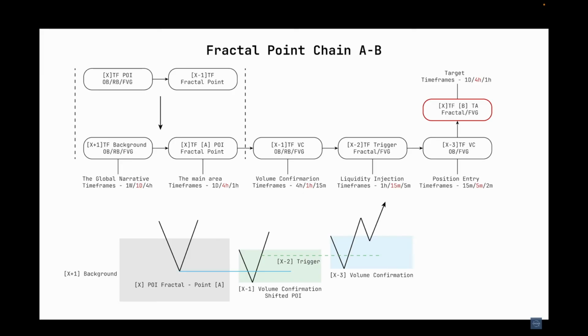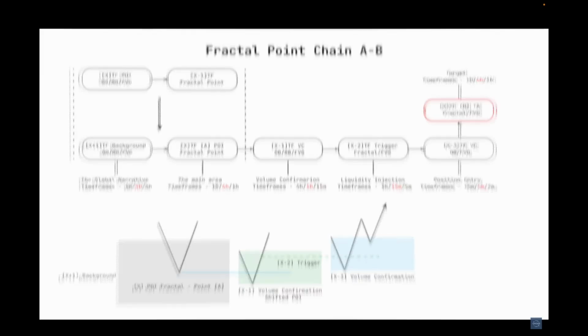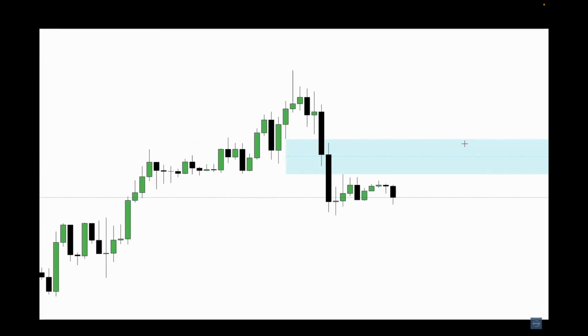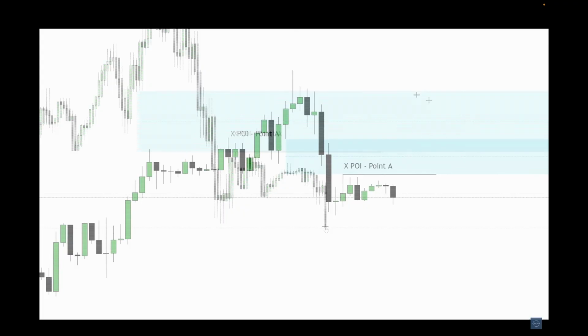Again, let's look at an example on a real chart. As an X+1 background for our position, we have a bearish fair value gap, FVG, formed on the 4-hour time frame. Now, to receive the fractal point chain AB, we need to find a fractal high on the X time frame. In this case, we have a fractal high on the 1-hour chart, which forms the 4-hour FVG. This will be our point of interest, and we mark it as point A.